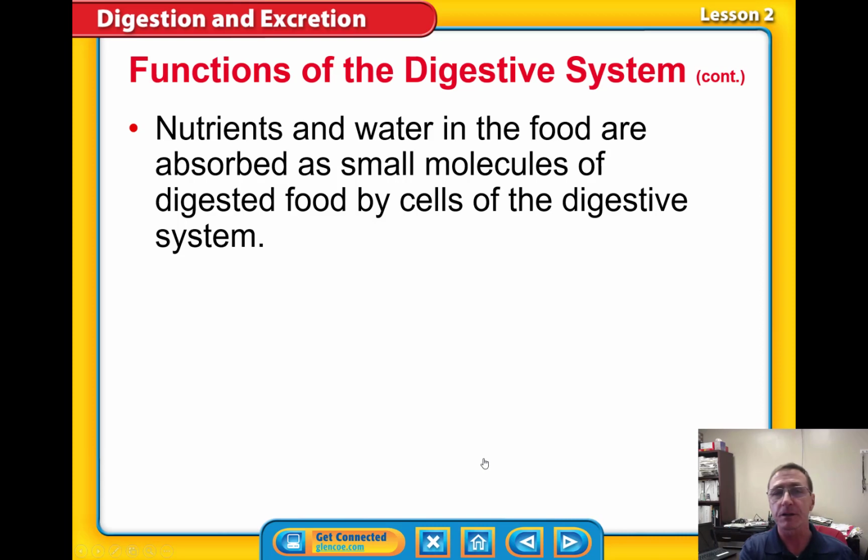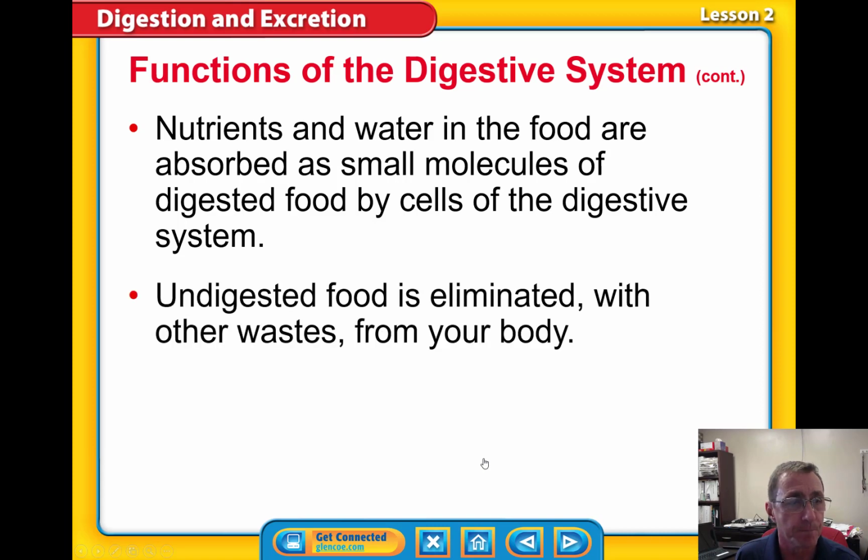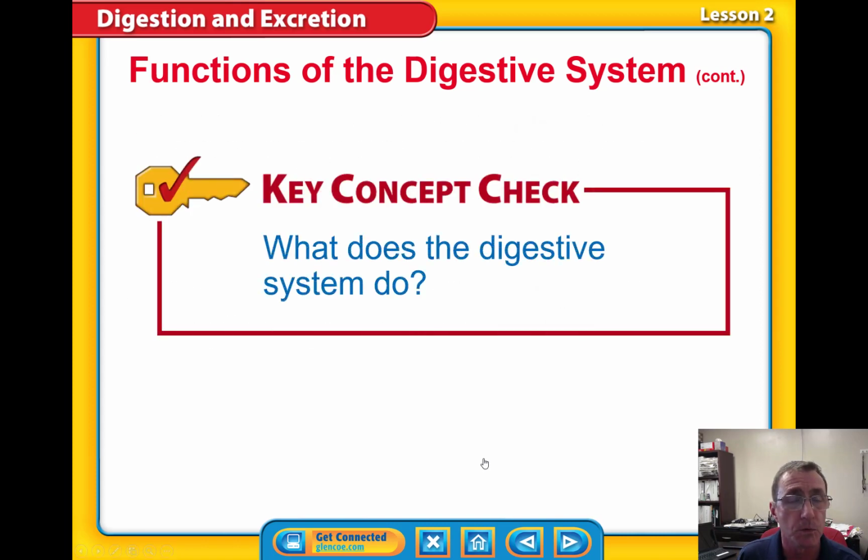Nutrients, which we learned about in lesson 1, the 6 different kinds of nutrients, or actually 5 and water if you consider it separate, in the food are absorbed as small molecules, again, back to that molecular level of digested food, by cells in the digestive system. We'll talk about what cells specifically in a little bit. Undigested food is eliminated, obviously, with other waste from your body. So what does the digestive system do? It breaks down food into smaller and smaller particles until it finally gets down to the molecular structures that we can absorb.